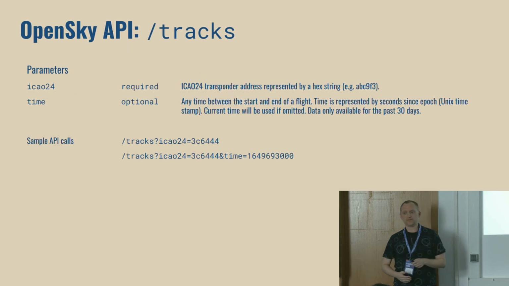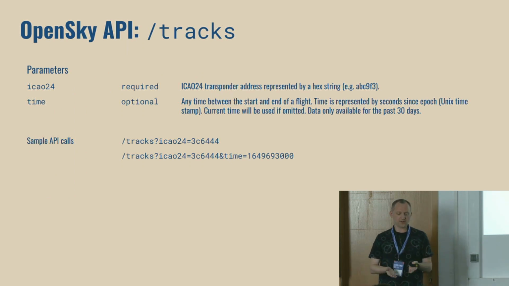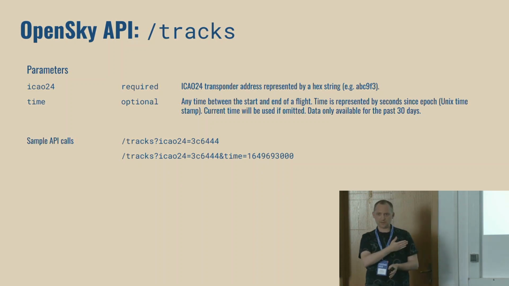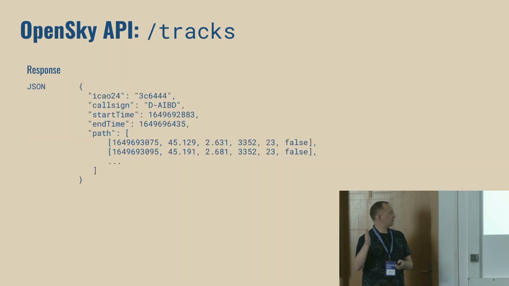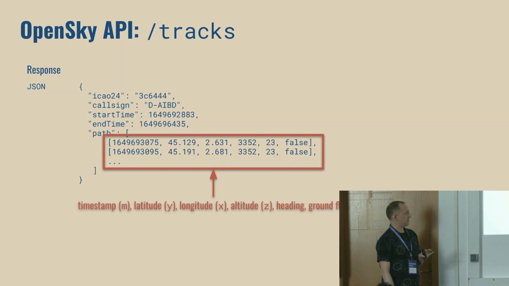We have another endpoint. Okay, we have something called the tracks endpoint on OpenSky. And you call the tracks endpoint with a specific aircraft and a time that it was traveling, and it will give you back a list of all the points that it went through in this particular format. Again, I think you can probably read what this is, but it's timestamp, latitude, longitude, altitude, and then two things which are not part of our schema, but it's there in case you're interested.